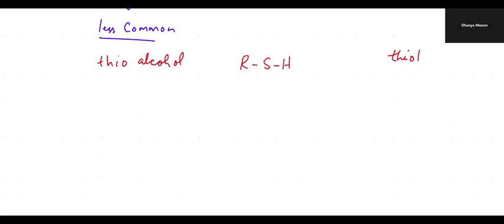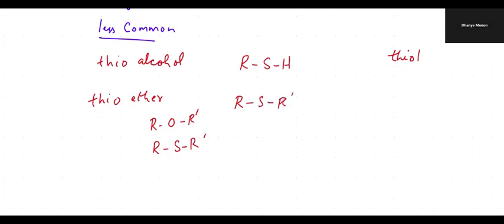Then you have ether. You learned about ether just a while ago. If I write a structure similar to this, R-S-R dash, this is called thioether because it is similar to ether. The structure is R-S-R dash, where R and R dash are alkyl groups, which can be the same or different. And the name is alkyl thioalkane.